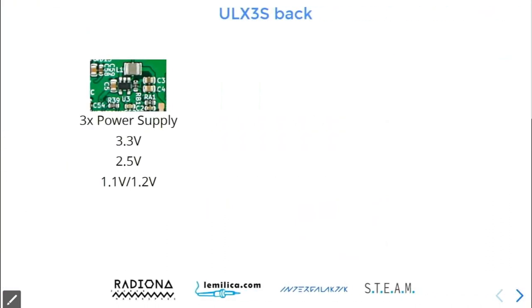On the bottom side, we have 3 power supplies. We are using a Texas Instruments chip that can provide up to 2 amps of current. If we place a UM or UM4G chip, we just need to change one resistor to get 1.2 volts instead of the standard 1.2. It can also be used for overclocking.